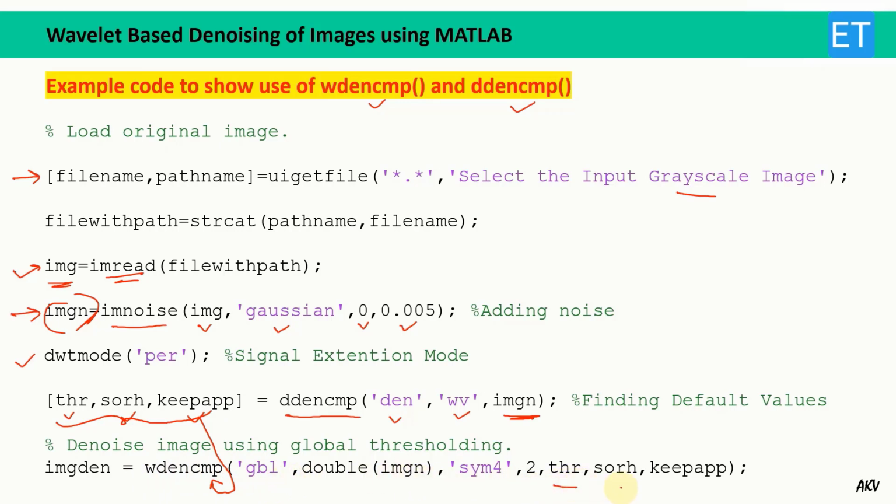So you can see the THR, SORH and KEEPAPP, and this is the 'gbl'. The 'gbl' means I am using a single global threshold here. I am not using 'lvd', that means the level dependent threshold. And this is your noisy image, and sym4 is used for decomposition, that's a wavelet, and 2 is the number of decomposition levels. So when wdencmp is executed, you get this output, which is your denoised image, right?